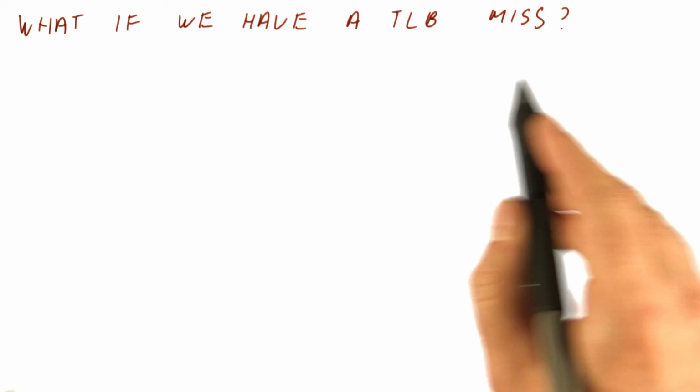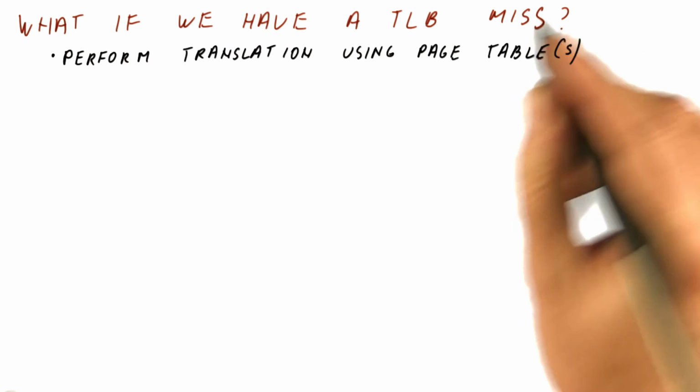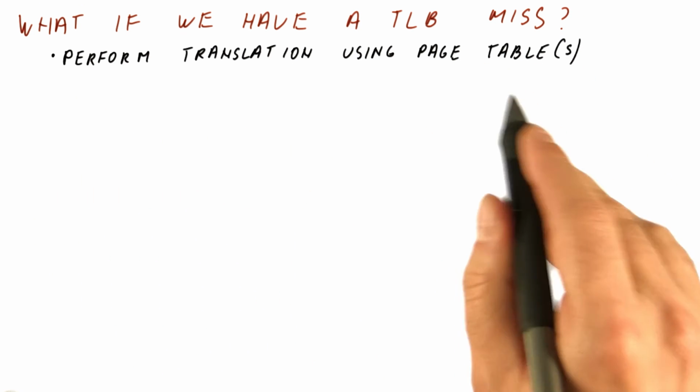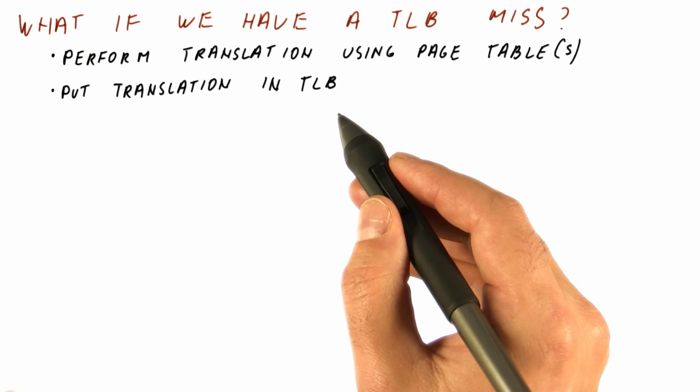But what if we have a TLB miss? What if we do not find the translation in the TLB? In that case, we need to perform the translation using the page table or page tables if we have a multiple level page table, and then put that translation in our TLB so that it can be used later when we access the same page again.